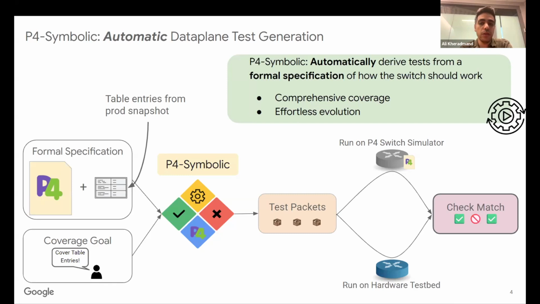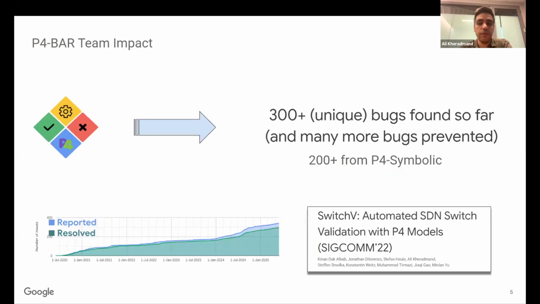And using this method, we have been very successful in finding and preventing hundreds of bugs before we deploy our switches into production. And we have published some of our results in our SIGCOMM 22 paper in case anybody is interested to read more. So now, despite its success, P4 Symbolic has a lot more room for improvement, and we are constantly trying to improve it.